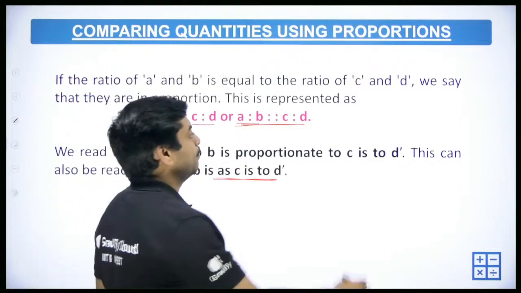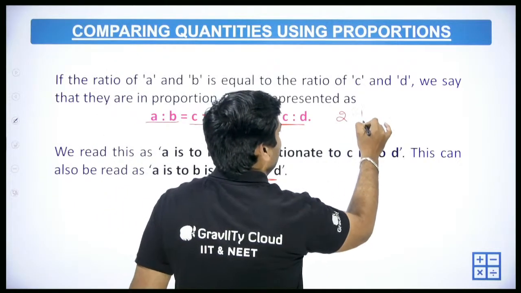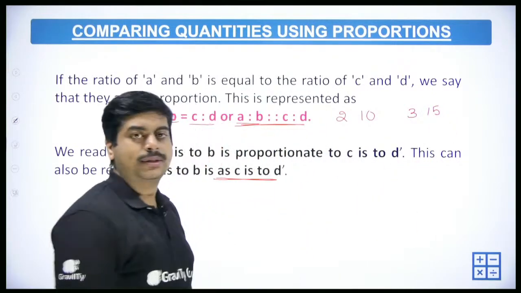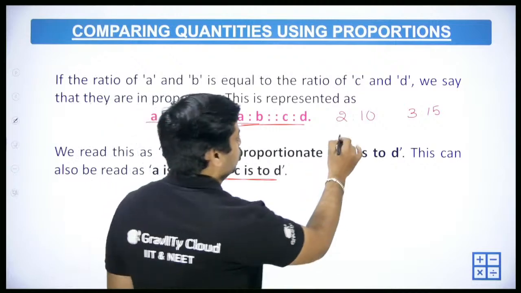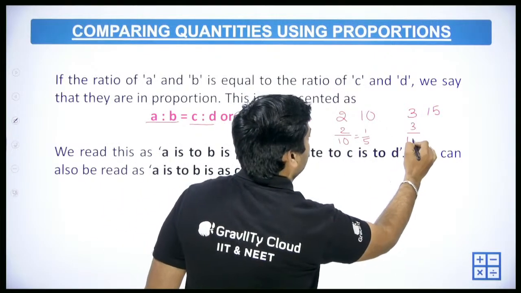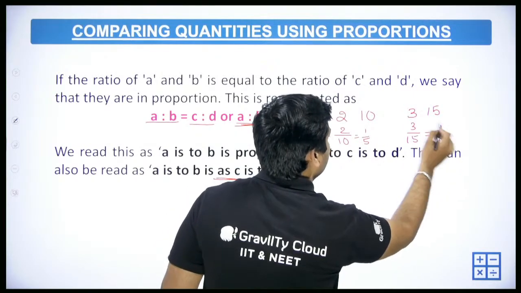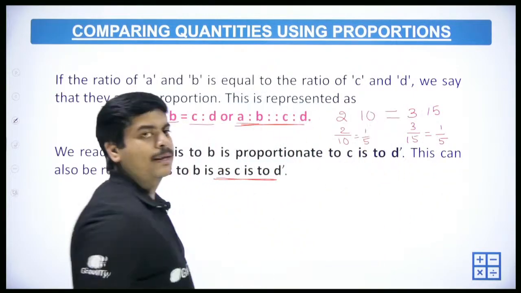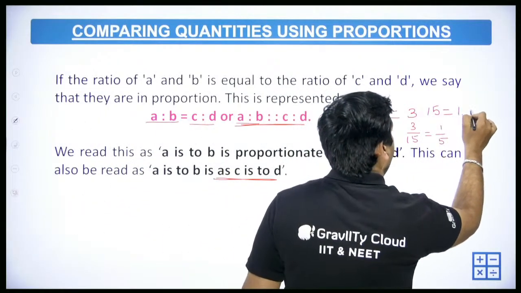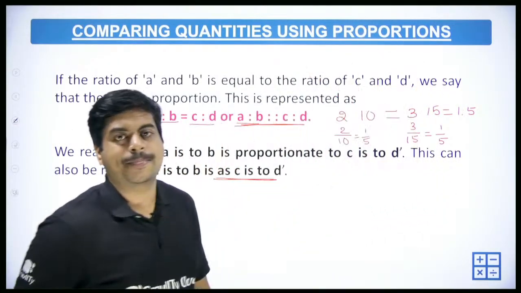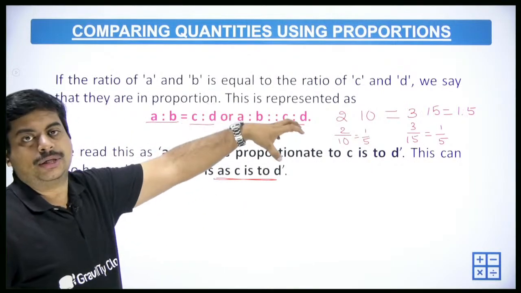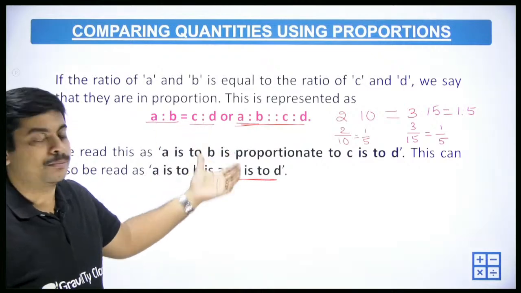I'll give you a small example. For example, 2 is to 10 and 3 is to 15. So what happens in these two ratios? 2 by 10 is equal to 1 by 5, and 3 by 15 is again equal to 1 by 5. So you can say that these two are equal. 2 is to 10, 3 is to 15 is also equal to 1 is to 5, and so on. So all these are in proportion. We say if these two ratios are equal, they are in proportion.